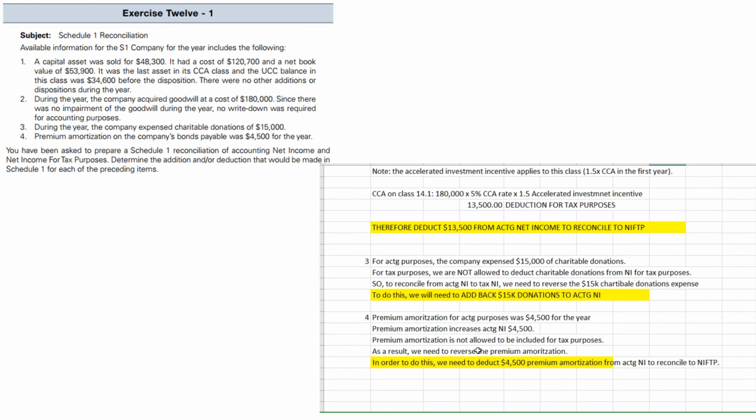Lastly, we have premium amortization on our bonds for accounting purposes of $4,500, and it increases accounting net income by $4,500. It's not available for inclusion for tax purposes, and for that we need to reverse the $4,500 of premium amortization, so it'll be a reduction for net income for tax purposes.